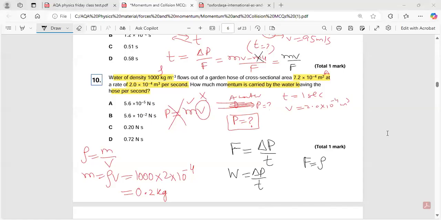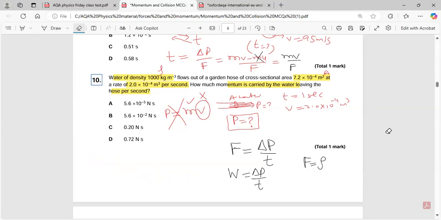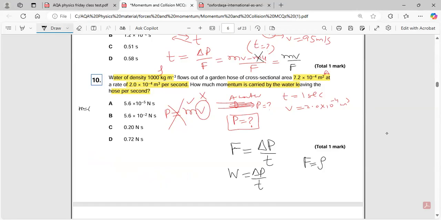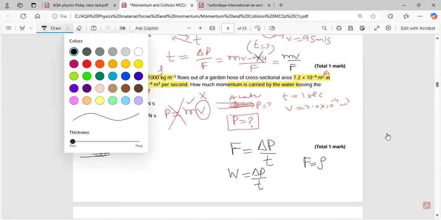Okay, so first of all, we have already done with this mass from density and volume. So let me just erase this to make some space available for working. The water is 0.2 kilogram that we have already got. So the mass of the water is 0.2 kilogram that is leaving every 1 second. Now we have to see that if it is coming out from this pipe, how much time it will take.